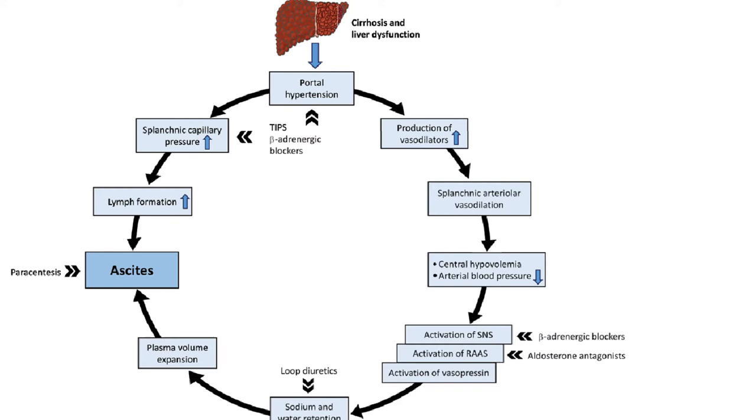Then the arterial blood pressure decreases, which activates many mechanisms, such as activation of the renin-angiotensin-aldosterone system and activation of vasopressin, and it decreases sodium and water excretion, so they are more retained, so there is plasma volume expansion and ascites formation. So ascites formation has two mechanisms, rather three mechanisms. One is the direct leak. Number two is the production of increased lymph. Then there is intravascular volume depletion or central hypovolemia, activating the renin-angiotensin-aldosterone system and increased plasma volume, and then development of ascites.